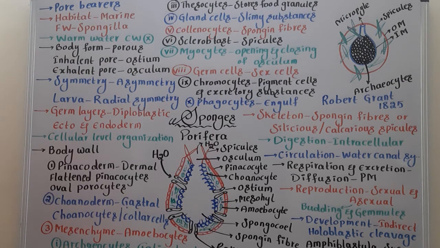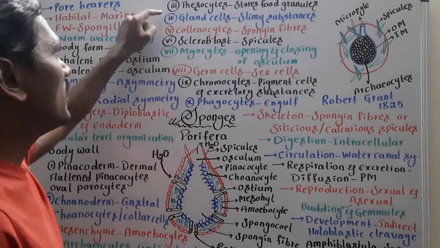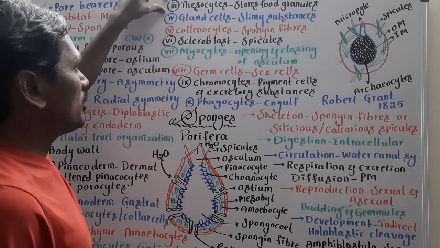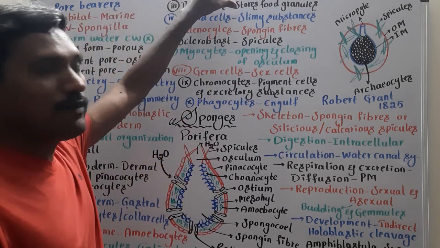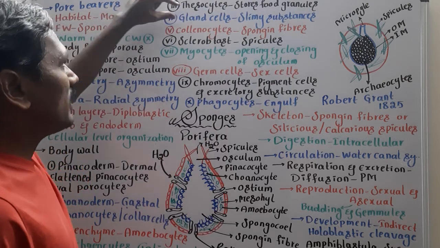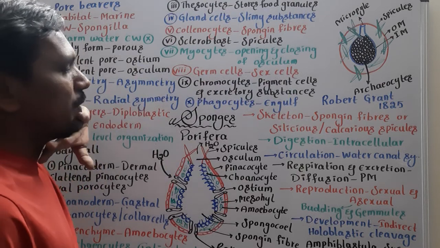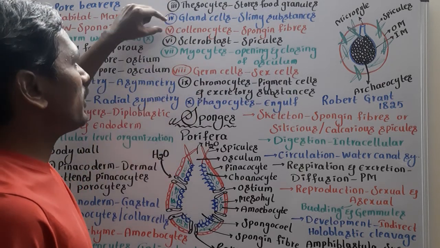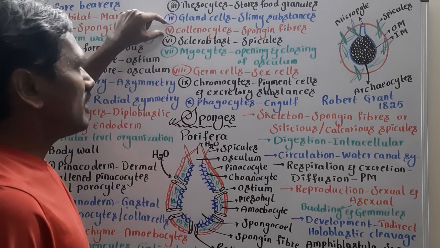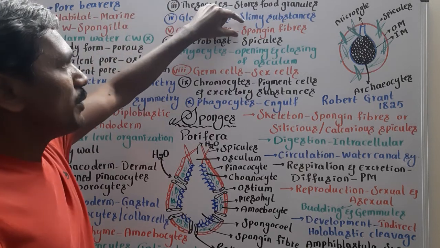Then the second cell, trophocytes. Trophocytes provide food material to the different types of cells, that's why they are called nurse cells. The third one, thesocytes, store the food granules. And the fourth one, gland cells, secrete different types of slimy substances which help different functions in the sponges. And colonocytes secrete spongin fibers.